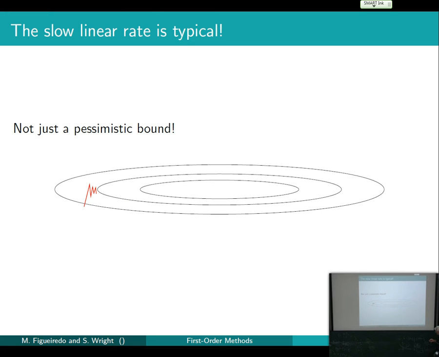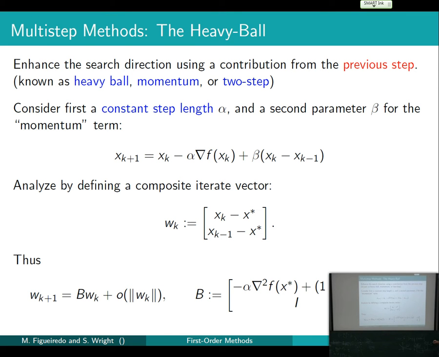Okay, so the slow linear rate, when you're talking about applying gradient descent to ill-conditioned functions, is kind of typical. It's not pessimistic. You really do see slow convergence at that rate. It's not just a bad upper bound. So this is the classic picture of what you get when you've got an ill-conditioned function in two dimensions. Ill-conditioning is implied by these elongated ellipses being the contours. When you start from a point here, you tend to zigzag back and forth across the valley, only making slow progress towards a solution.